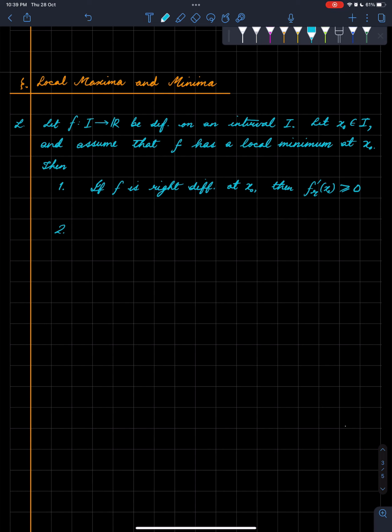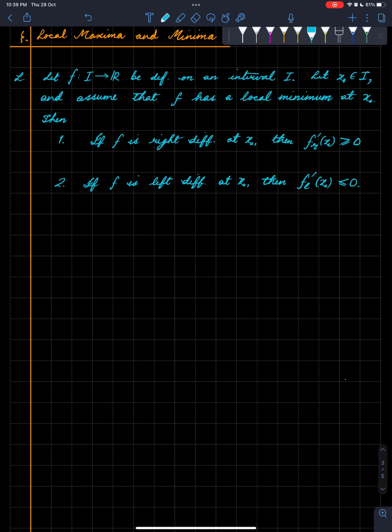And two, if f is left differentiable at x naught, then the left derivative is non-positive. And one should understand this first in terms of pictures. So the simplest example would be, let's say, something like this. So this is the graph of f.